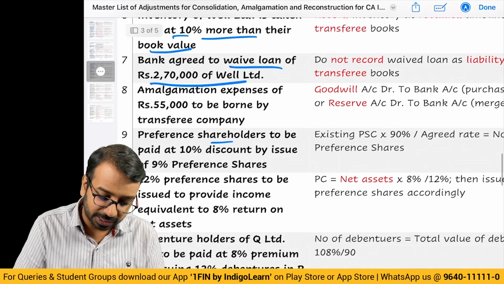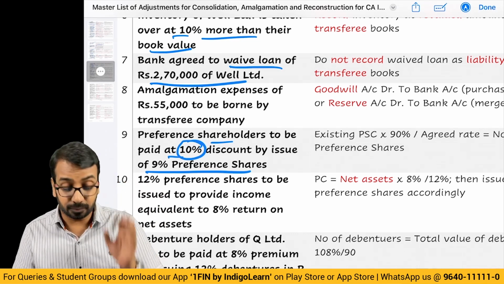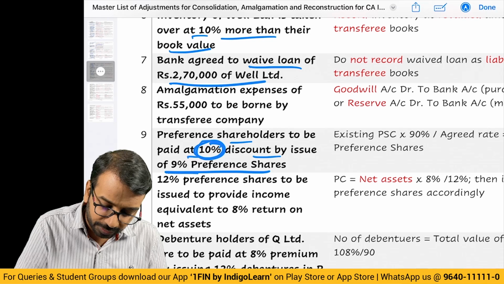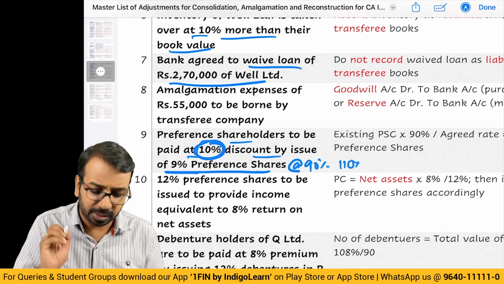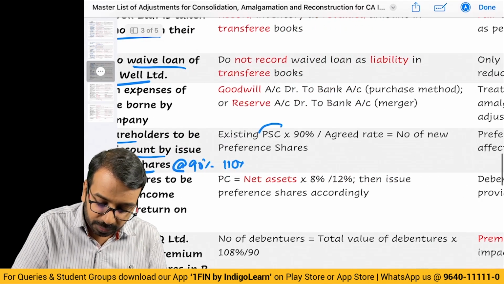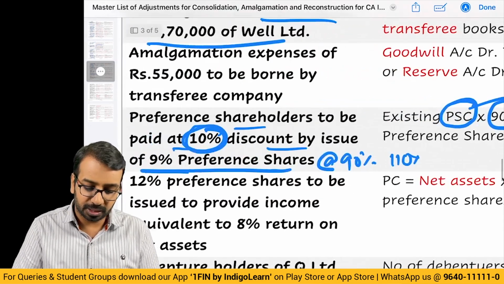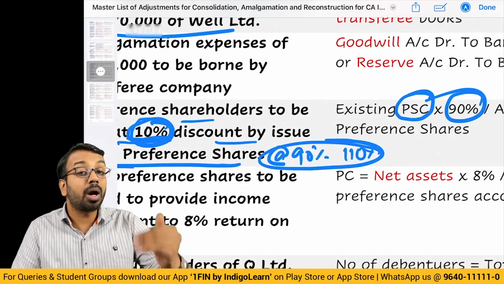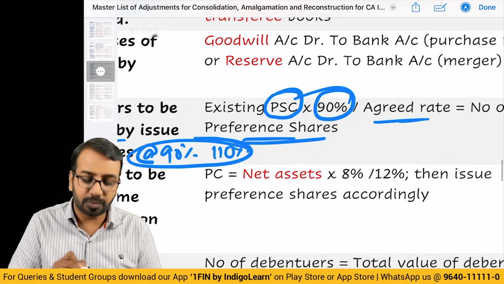If preference shareholders have to be paid at 10% discount by issuing 9% preference shares, here a lot of students get confused. They say 10% discount by issue of 9% preference shares at what value? Let us say at 90%, or they may say at 110%, something like that. So what you will do is, whatever is the preference share capital, you will multiply that with 90%, because you are issuing at 10% discount, divided by the new value. Whatever is the new value of the preference share capital, you will divide by that to get the number of preference shares to be issued.